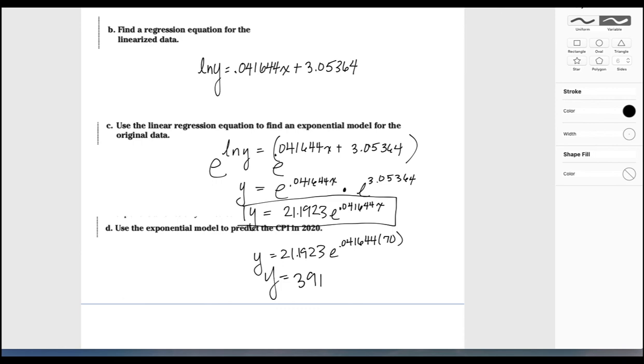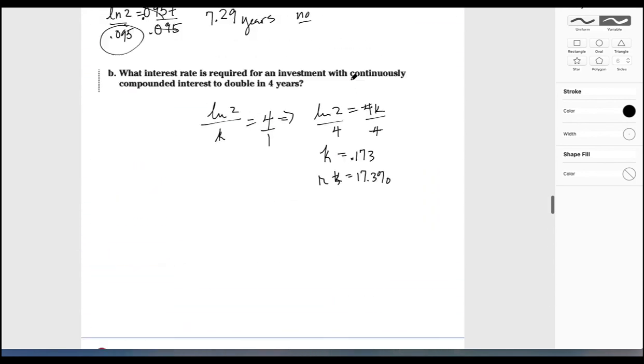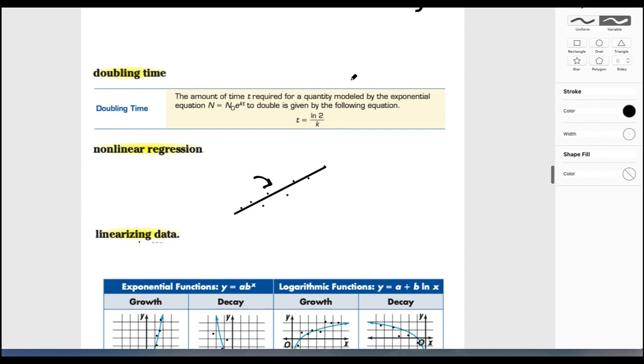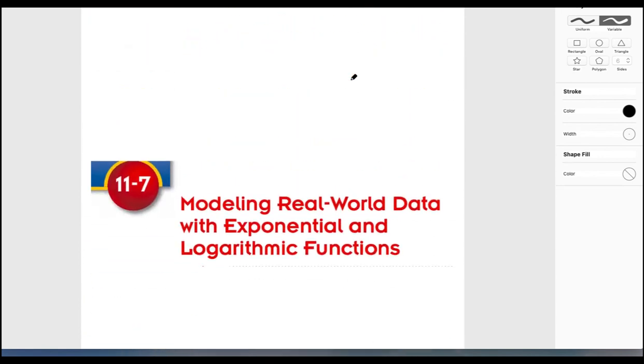All right, guys, I hope that this makes sense and that you're ready to try some of these types of problems on your own. It is a lot of calculator entry and putting information in and using the regression function. So it's not a whole lot of work on your end, but enough work to keep you busy.